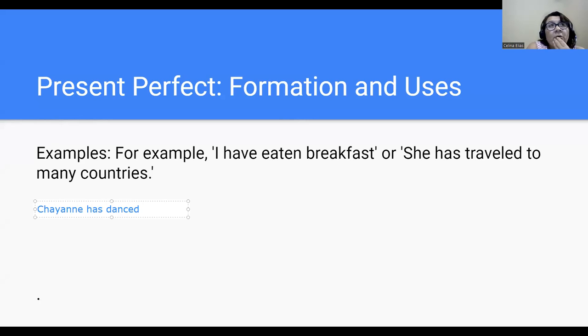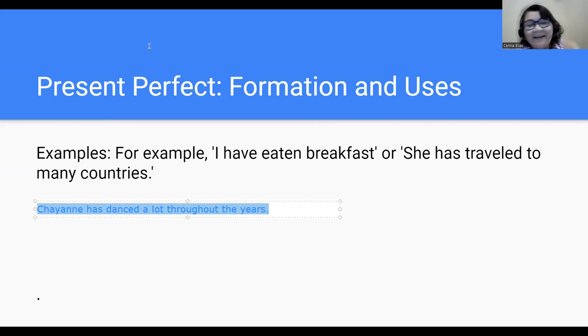Shaking all the body. Cheyenne has danced, you know, a lot throughout the years, right? So yeah, just an example, not your dreams. All right, so Cheyenne has danced a lot throughout the years, right? So that's what we got.